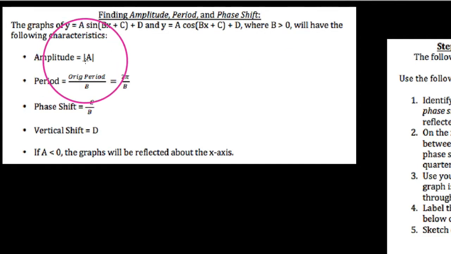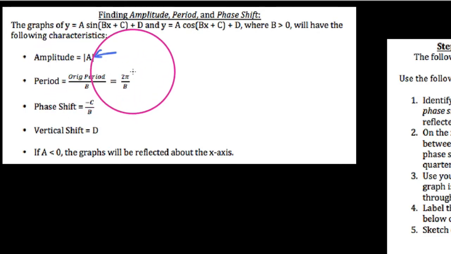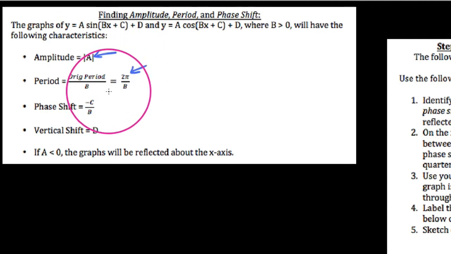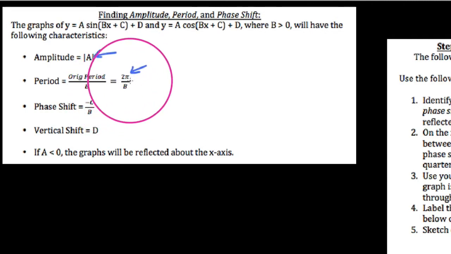So up until now, we've said these things. We say for graphs like this, at least for sine and cosine, they have amplitudes and they're equal to the absolute value of a. The period of the graph is equal to the original period of the graph. So say it's sine or cosine, its original period is 2 pi. We'll take that and divide by b. Or say tangent, you would take only pi divided by b because it is the only graph besides cotangent that has a period of pi.